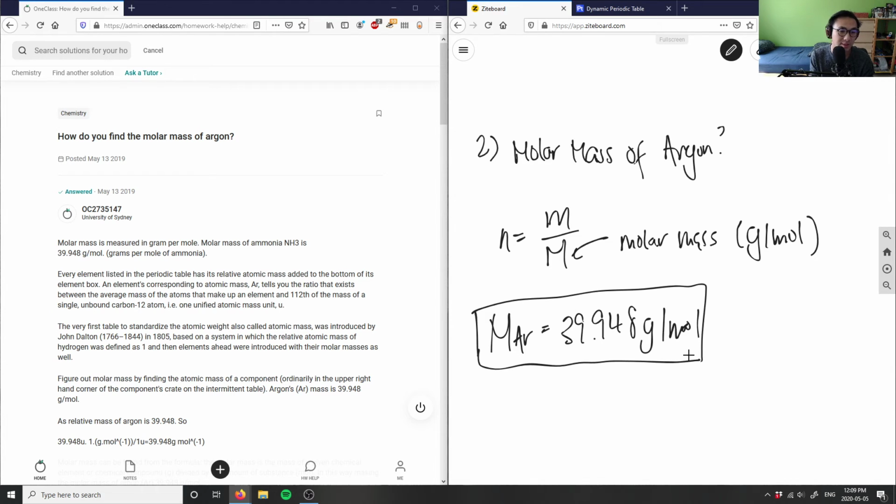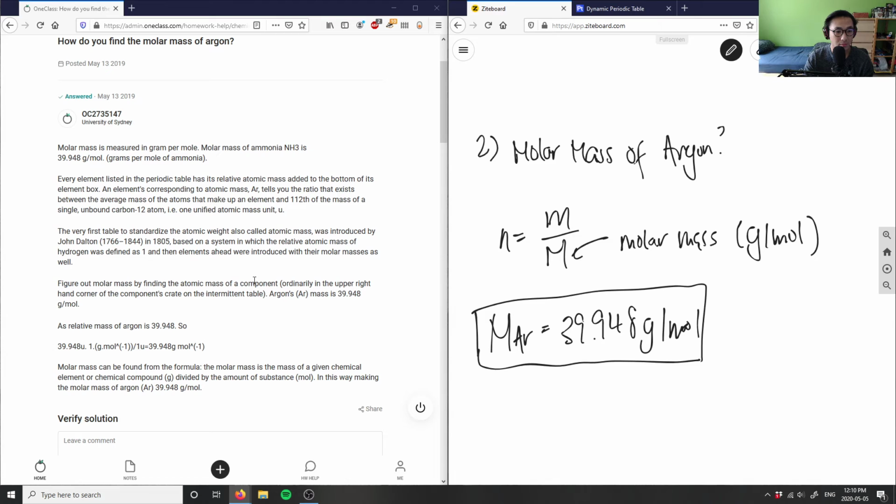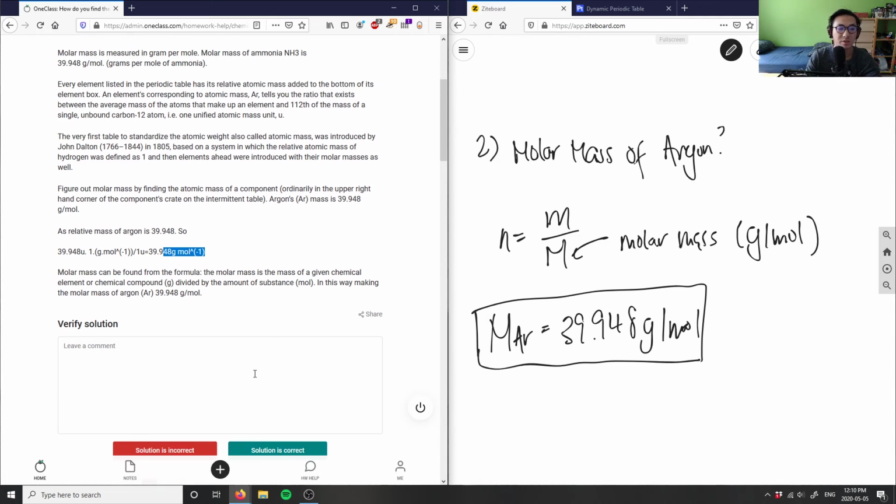In this case, argon, we know it's not a diatomic molecule, so argon exists by itself. If it was a diatomic molecule, we would actually have to multiply by 2 because we have 2 atoms in the molecule. However, argon exists by itself; it's just Ar. So we only need to account for 1. So this here is the correct answer. 39.948 grams per mole is the correct answer for argon here. The solution here is correct. Good analysis here.